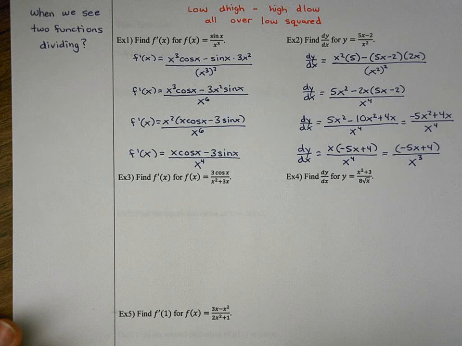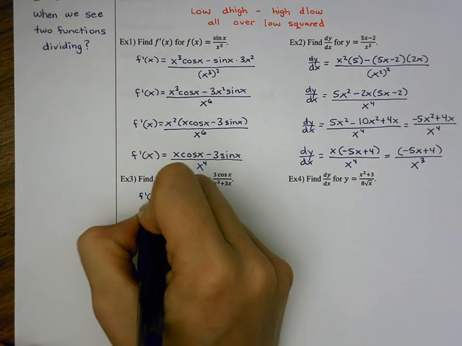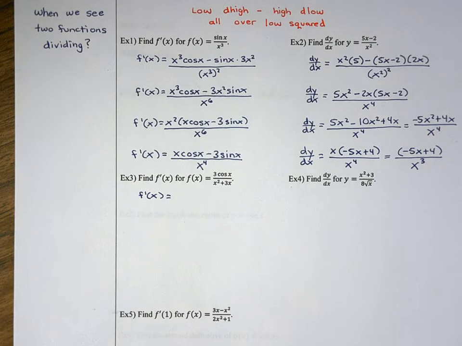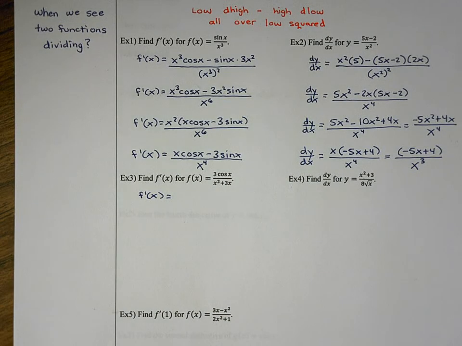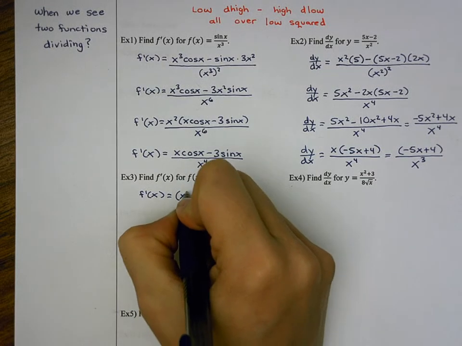Okay, number 3, we have find f prime of x, etc. We notice we have two functions being divided. That means quotient rule, low d high minus high d low all over low squared. Okay, so low, my x squared plus 3x.